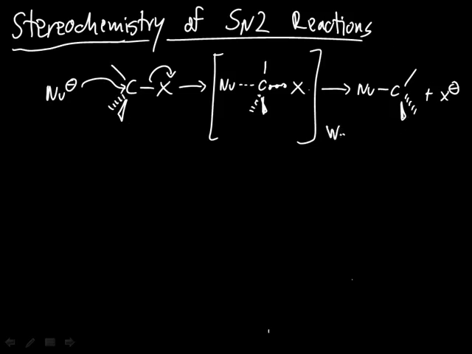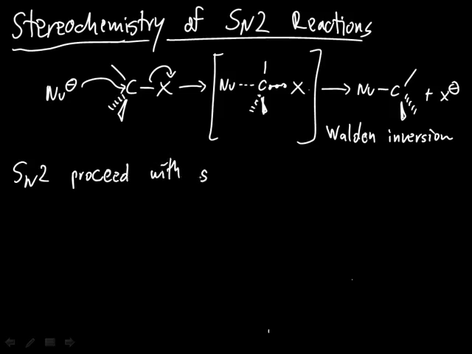And this is the so-called Walden inversion. And it's a clear connection between the mechanism and the stereochemistry of the reaction. So SN2 reactions proceed with stereochemical inversion. And sometimes that inversion is very obvious.